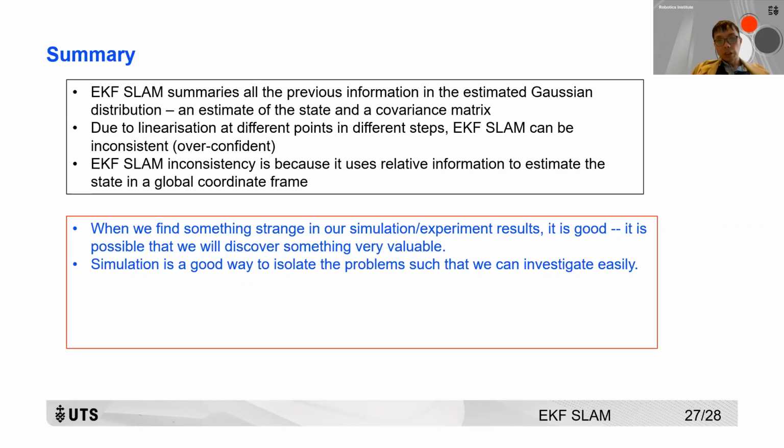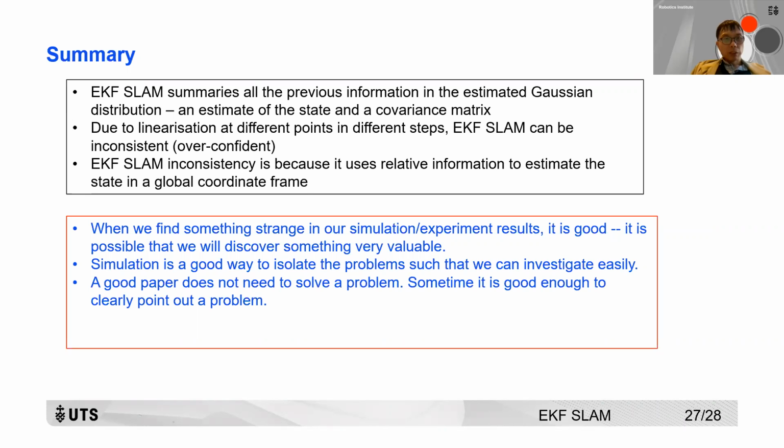There's no data association issue. You can even use the ground truth to evaluate the Jacobian, and many things. You can try many things, and you know ground truth, you know everything. So simulation sometimes is a good way to isolate the problems such that we can investigate one by one easily.